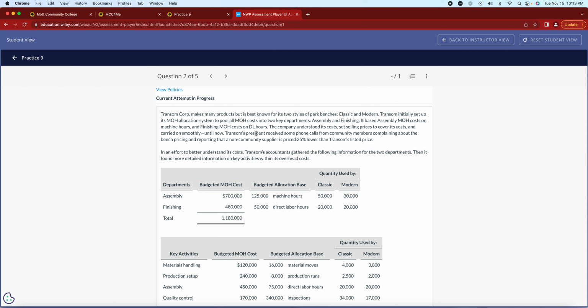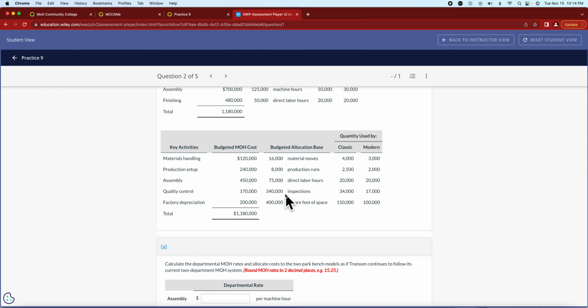So this company Transom makes many products, but it's best known for two styles of their park benches, the classic and the modern. They initially set up their allocation system based upon the departmental rate, and they came up with these budgeted costs here: $700,000 for the assembly, $480,000 for the finishing. We have the allocation bases, or as we call them, cost drivers: machine hours for assembly, direct labor hours for finishing, and we have the estimated amount of each one of those, and we also have the amounts of each one of those that were actually used.